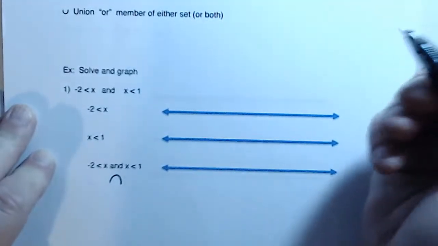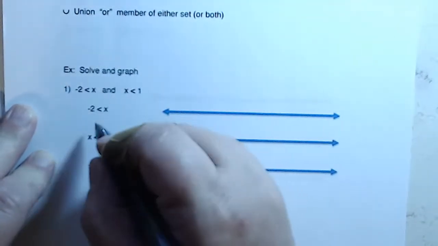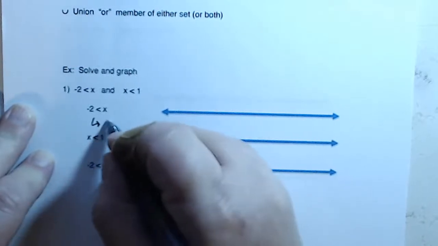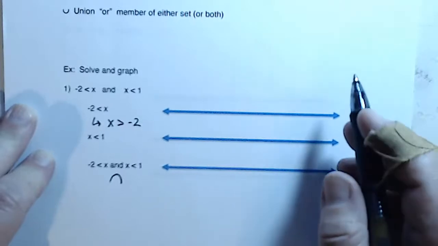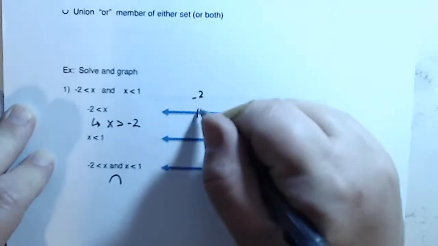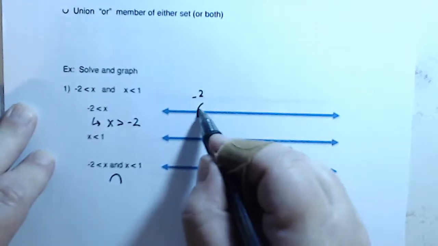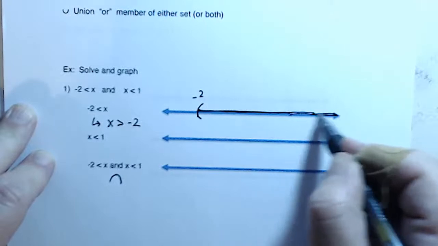So -2 is less than x is a little weird to see. I'm going to rewrite it as x is greater than -2. That is kind of helpful because I'm going to put -2 here, and then I know x has to be greater than -2. So I'm going to graph it right there.